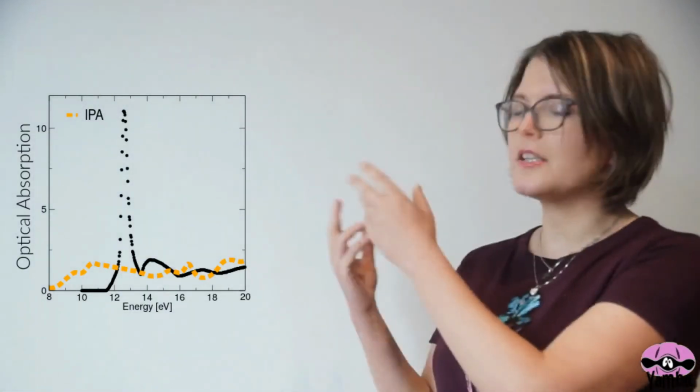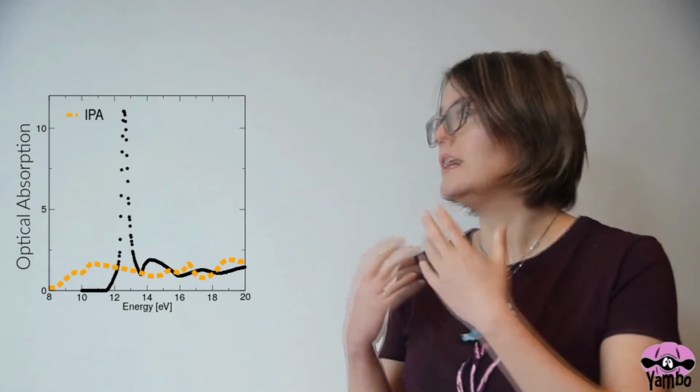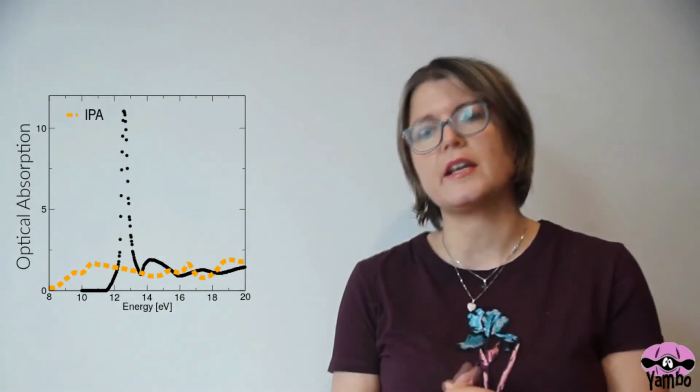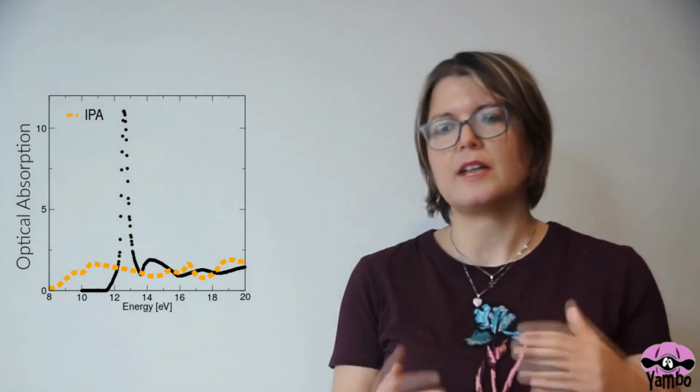Then we converge with respect to the parameters, so we need to determine the k-mesh as we have seen and the number of conduction bands to be included. Finally, this is what one obtains. Clearly, there is little resemblance with the experimental spectrum, so we need to look back at what we have done.